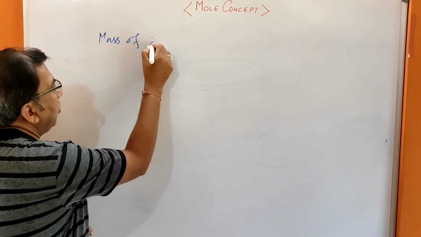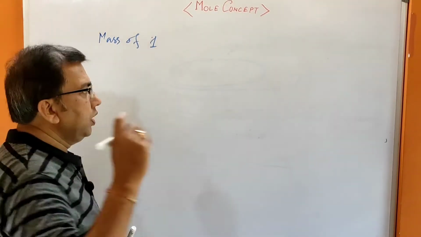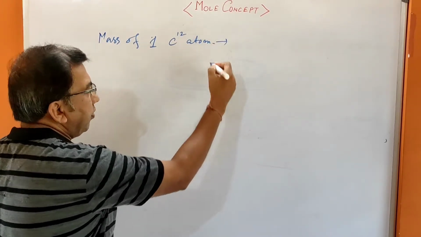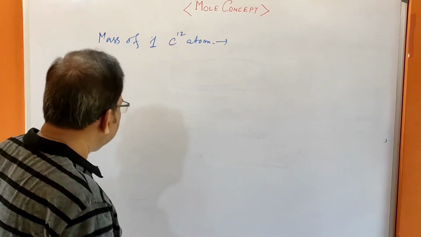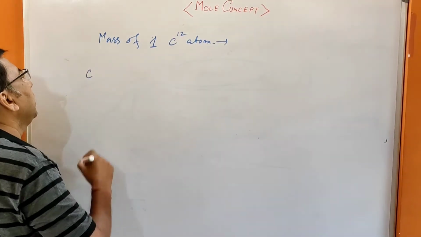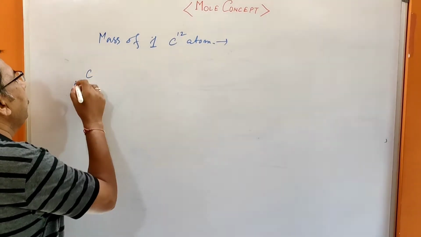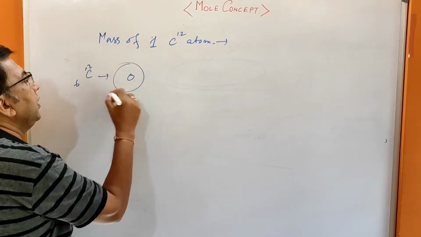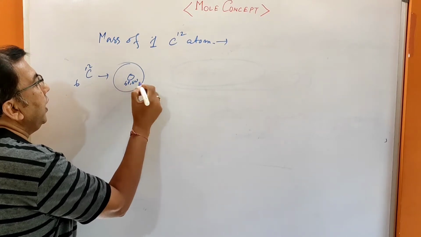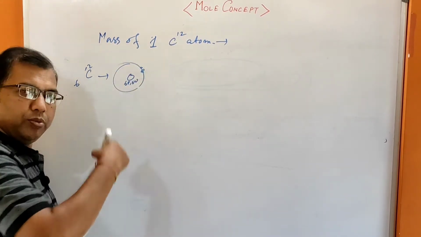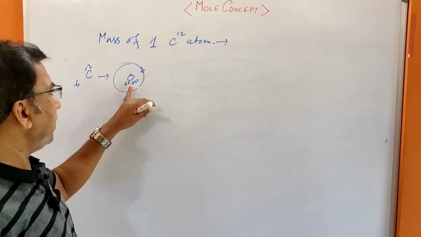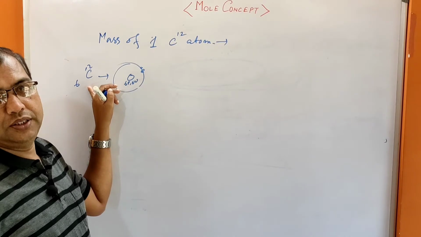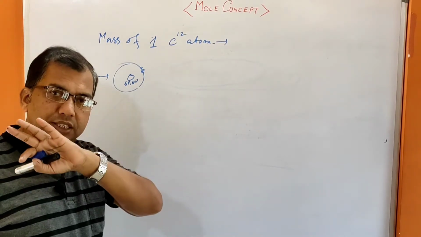You have to find out the mass of 1 carbon 12 atom. Inside carbon 12, what do you know? Carbon 6 and 12, that means in its nucleus there will be 6 protons, 6 neutrons, and 6 electrons revolving outside. You have learned 6 protons and 6 neutrons. That means the mass of carbon comes from 6 protons and 6 neutrons.